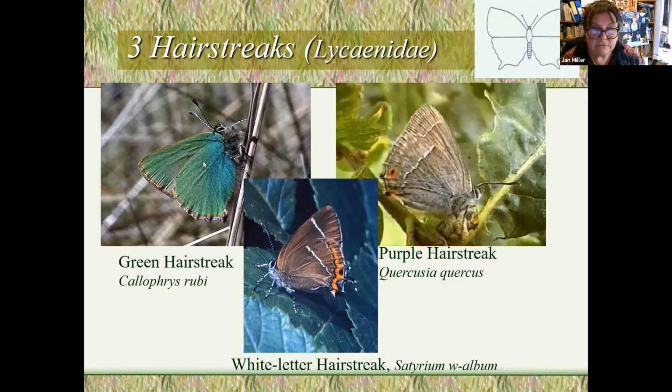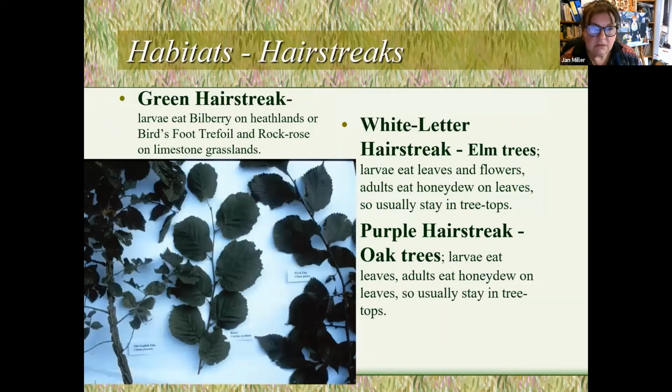The green hairstreak lives on more downland moor areas, and it can live in 2 different habitats. So it can feed on birdsfoot trefoil on mountain areas like Mynydd Marion, or it can feed on heathers in boggy areas like Clocaenog forest. So looking for these hairstreaks, look in the tops of trees. Sometimes they come down to flowers if you're lucky. Habitats: bilberry on heathlands and birdsfoot trefoil and rock rose on limestone grasslands.